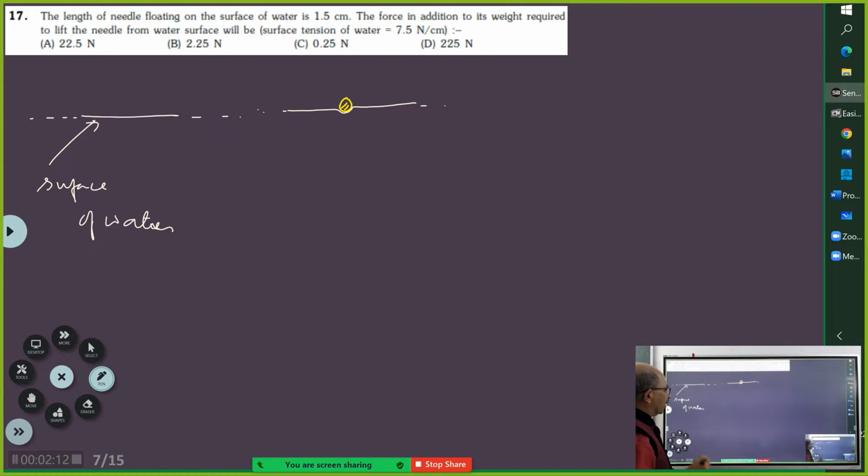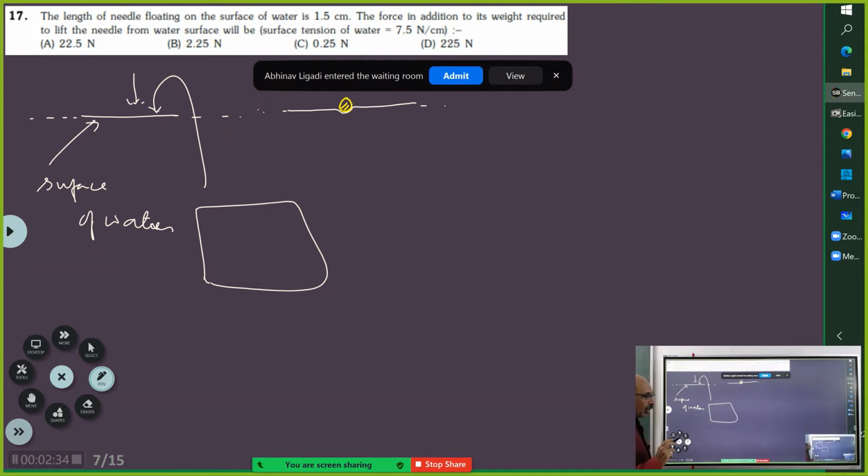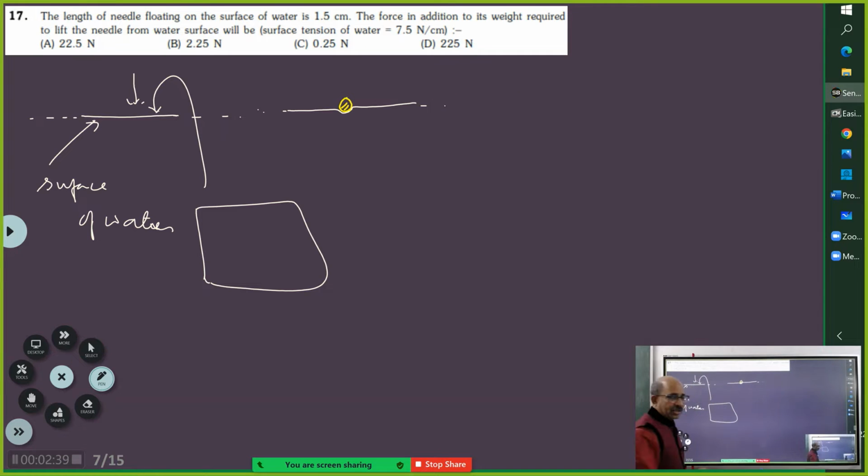So, now where is the surface tension? Please tell me. Come on, have a clear understanding of this. If you see the surface from the top view, you will see the surface of water is like this. Now, what you have to understand is that there is a phenomenon called surface tension. How does this phenomenon arise? Can you tell me a few sentences about it?